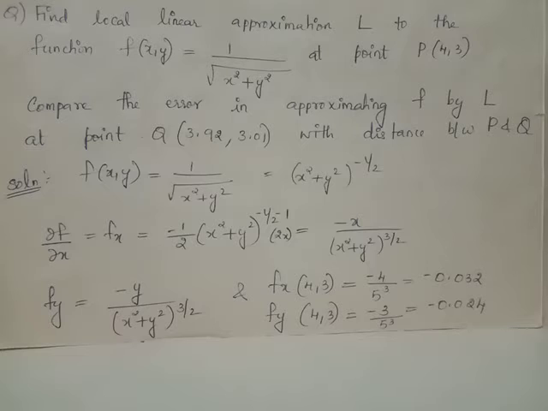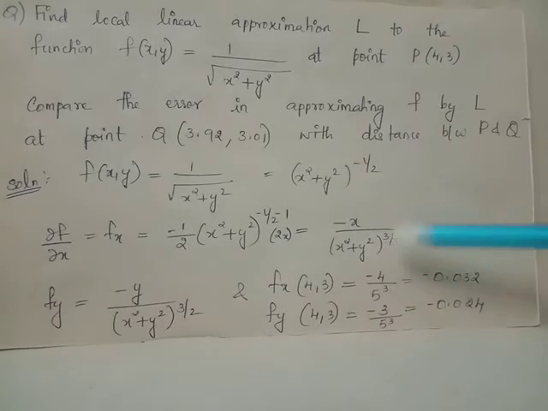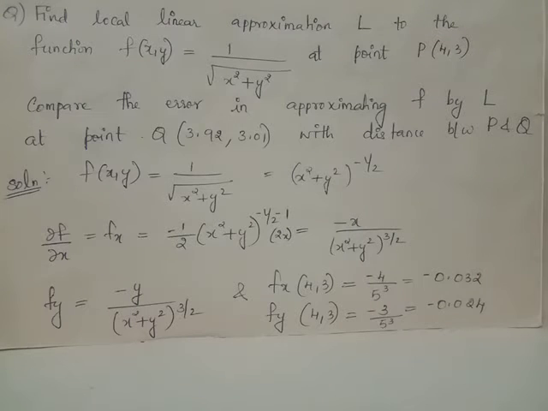Since f is a symmetric function on x and y, we have dou f by dou y equals minus y by x square plus y square the whole raised to 3 by 2. We will just replace every x by y and every y by x in the expression of fx to find out the expression of fy.